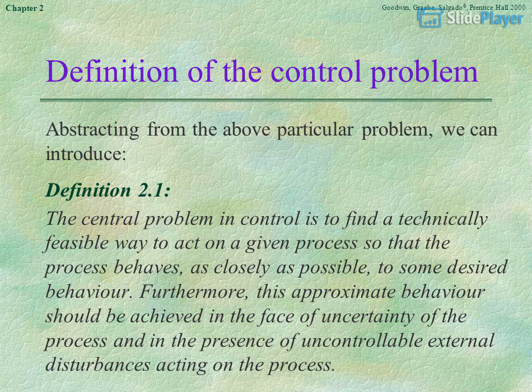Definition of the control problem. Abstracting from the above particular problem, we can introduce Definition 2.1. The central problem in control is to find a technically feasible way to act on a given process so that the process behaves, as closely as possible, to some desired behavior. Furthermore, this approximate behavior should be achieved in the face of uncertainty of the process and in the presence of uncontrollable external disturbances acting on the process.